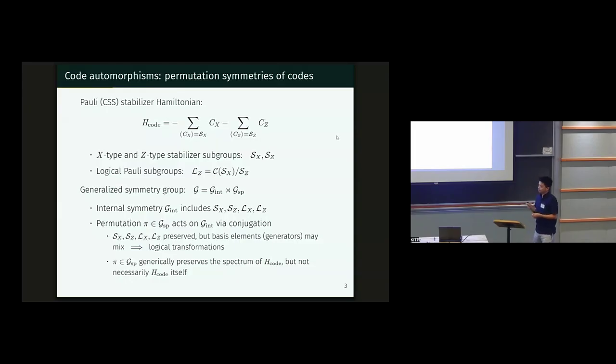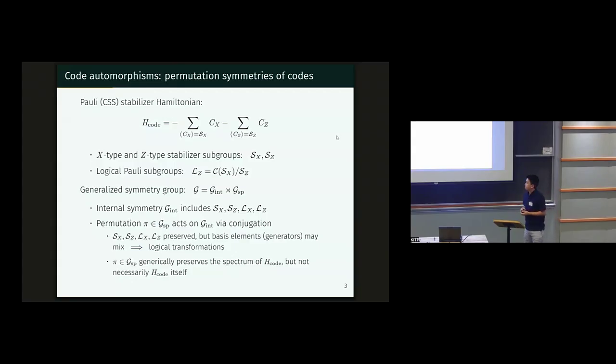Once we have this Hamiltonian, we can think about what kind of symmetries act on it. Because I care about qubit rearrangement, I'm going to talk about a more generalized symmetry group. First, there are the internal symmetries, which include things like your stabilizer groups and your logical operators. For the toric code, these would be your contractible loops and your non-contractible cycles.